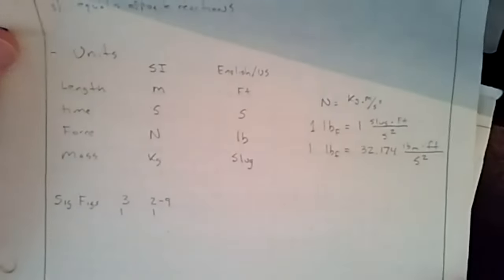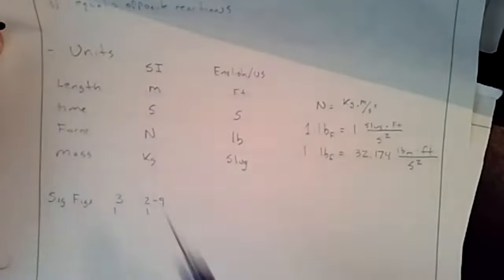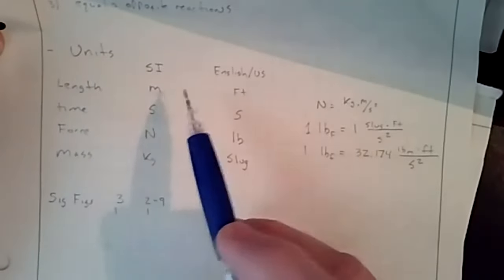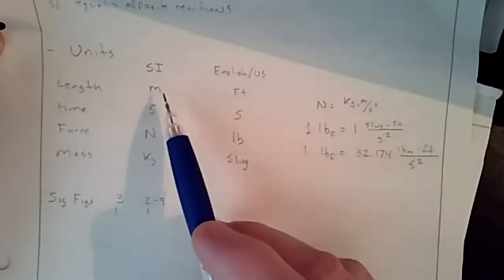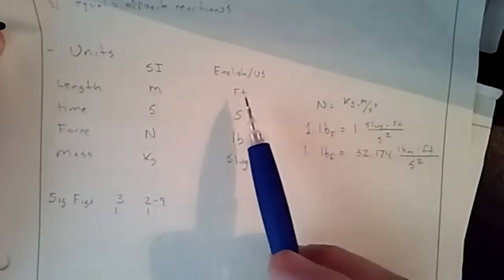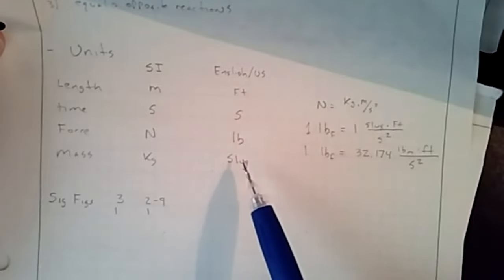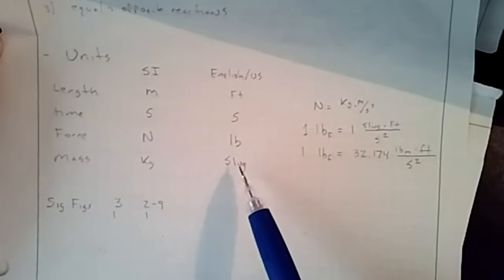And so our systems of units: we have length, time, force, mass. This is just like before. SI units, we'll use meter, second, Newton, kilogram. English, US: foot, second, pound, and mass is slug. We're not going to really deal with the slug so much.